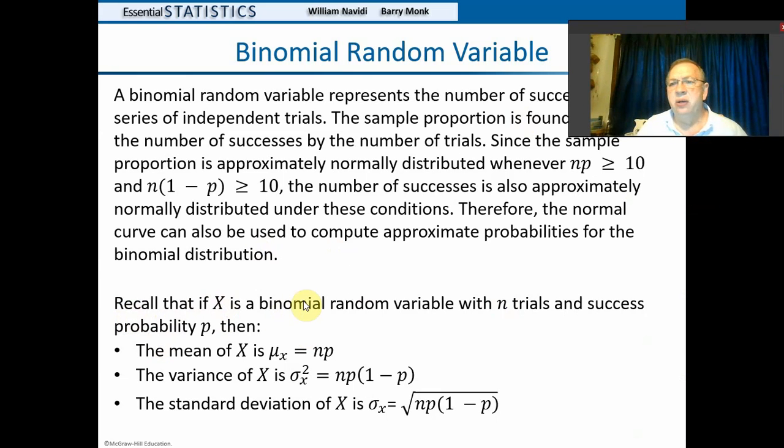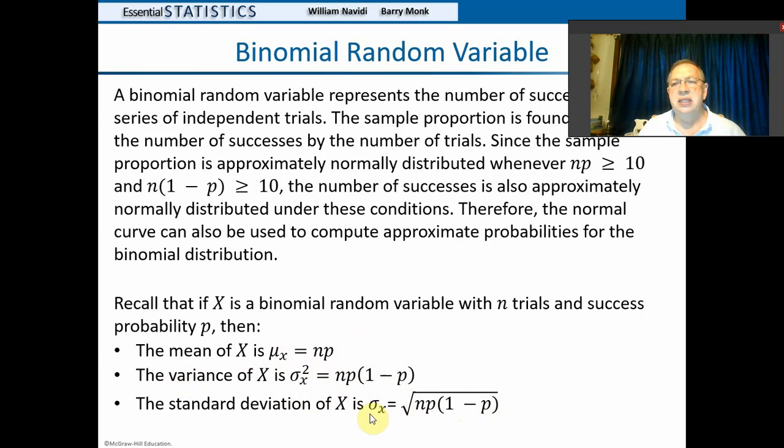Recall that if X is a binomial random variable with n trials and success probability p, then you remember what our expected value was? We have a proportion and a size, so we would expect n times p to be the mean. That would be the expected value. 30% of 100, we would expect 30 of those to have that characteristic. What about the variance? That is just npq. Remember, the q is the 1 minus p, the not p. That's the variance. The standard deviation is just the square root of n times p times 1 minus p.